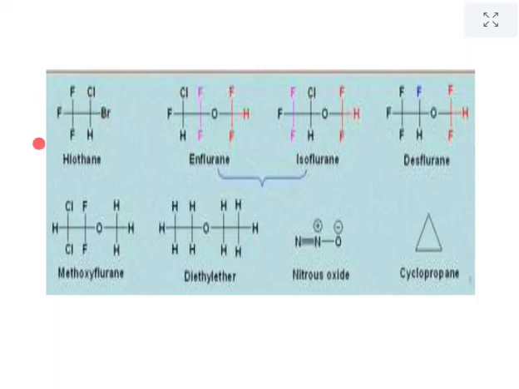And then we have enflurane. Enflurane, if you look at it, is an ether. You can see that oxygen there, and of course it is a halogenated ether. Again, you can see the several halogens.